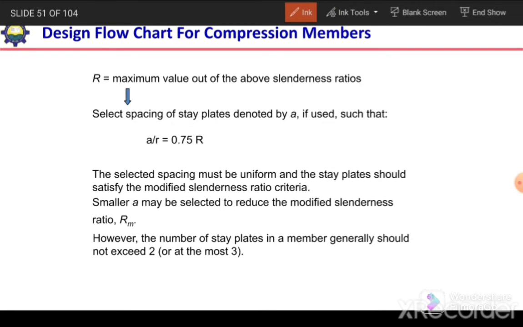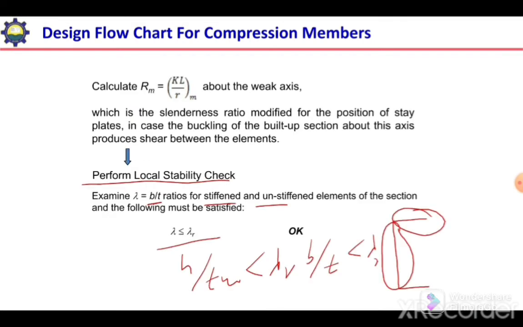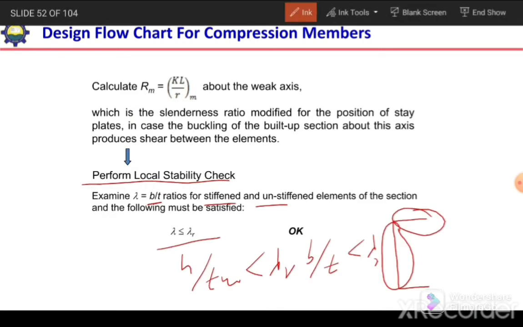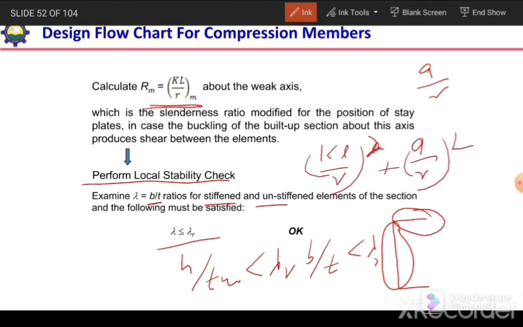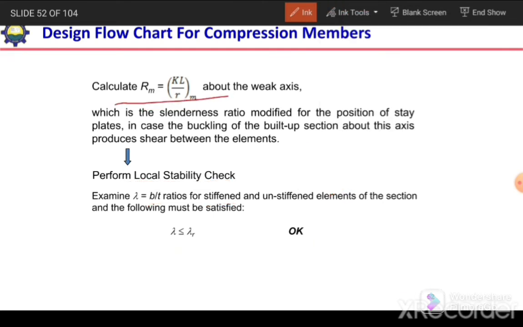When we use stay plates in a built up section, we need to calculate the modified slenderness ratio of the section. We have already studied in the previous video how to calculate the modified slenderness ratio. We calculate the a over r value and then we calculate the slenderness ratio. So for a snug tight connection, it is the square root of (KL over r) squared plus (a over r) squared. The other formula is also explained in the previous video. By using this expression, we can calculate the modified slenderness ratio.